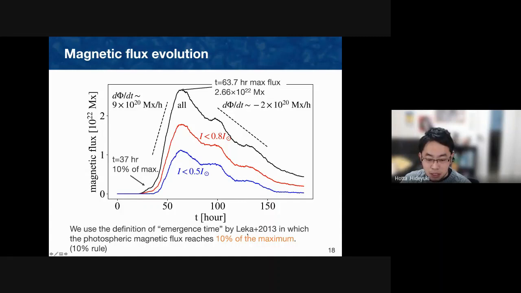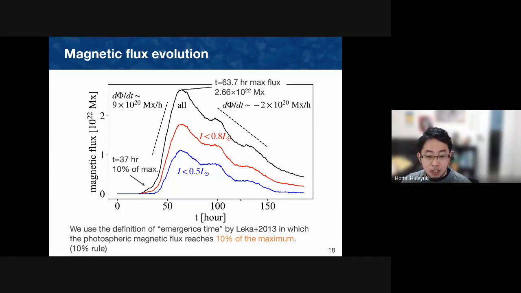So flux emergence time is this time, I mean when the photospheric magnetic flux reaches 10% of the maximum. So this is called the 10% rule. This is not very important. It is a human-made definition, and I just follow it. Physically it is not very important. You can also use 5% or 20%, but I just follow other people's definition.